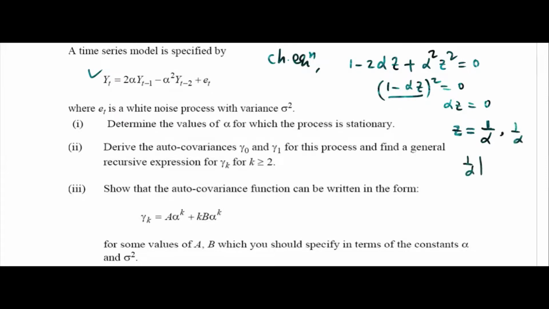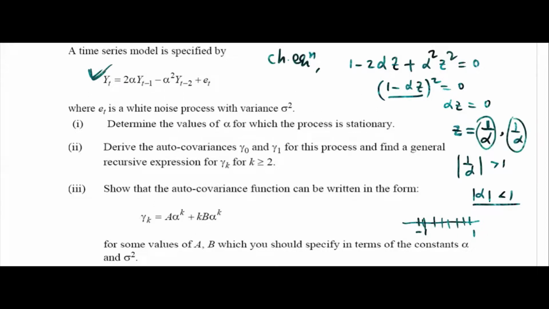So 1 by alpha should be greater than 1. That means alpha must be less than 1. So you take any alpha less than 1. Suppose half or something like that, 1 by 3, whatever, then this will be stationary. So determine the values of alpha. When you say alpha less than 1, any number between minus 1 to 1 you have to write. Any number you take between these two, mod will be less than 1. So 1 by alpha mod will be greater than 1. Then this will be stationary.